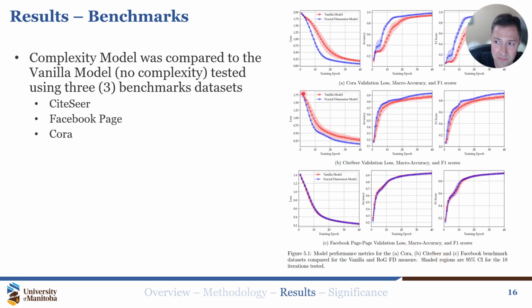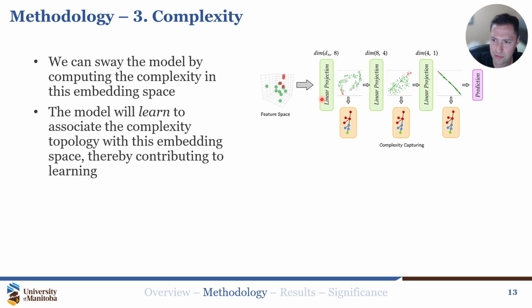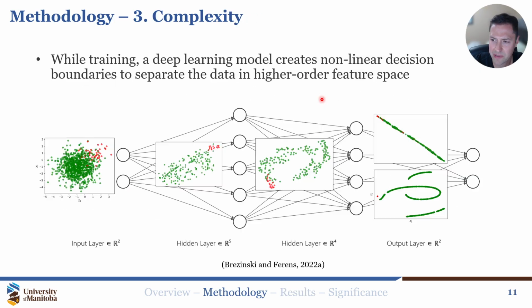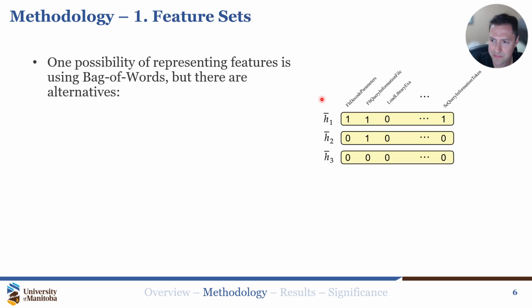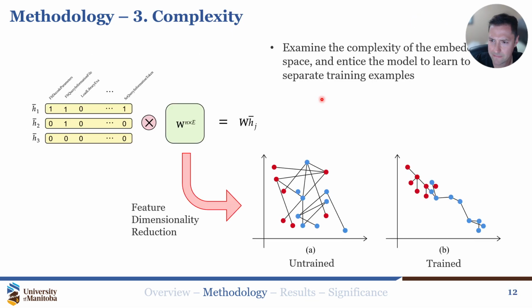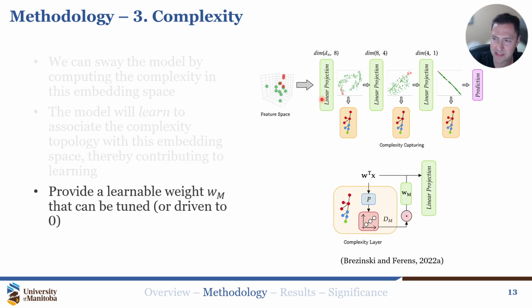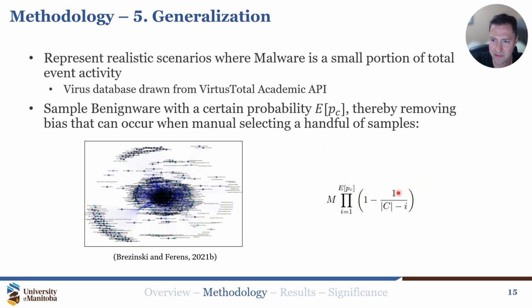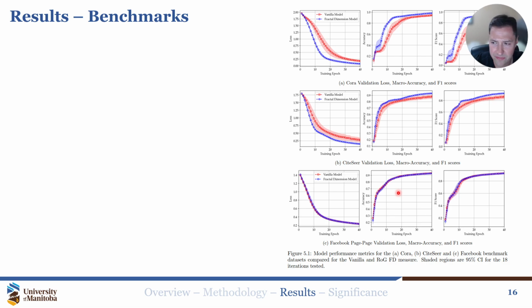The blue here is when we actually use the complexity layer to feed back into the model. I think I have it a few slides back. So this is the radius of gyration or complexity layer that's included, and we're capturing the complexity and feeding it back into the model. I did explain that in the previous video. So that's what this fractal dimension model is.